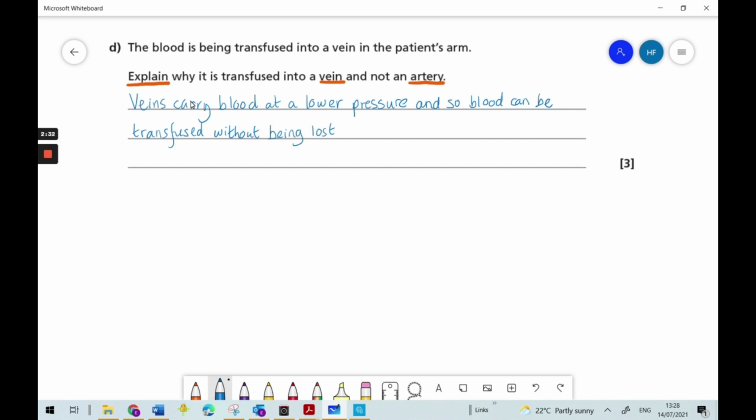You should have also learnt that veins have thinner walls, and so it would be actually easier to push a needle through the wall of a vein than an artery, which has a much thicker muscular wall. So let's add that part to our answer, and I'll put: veins' walls are thinner so easier to pierce with a needle.